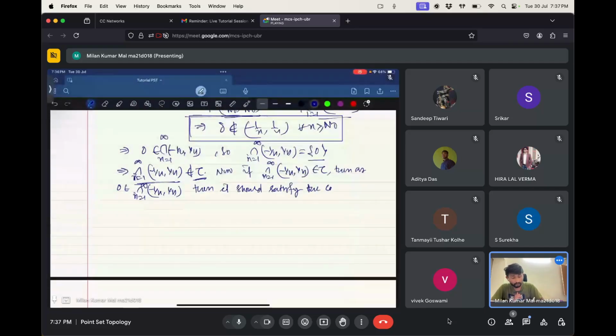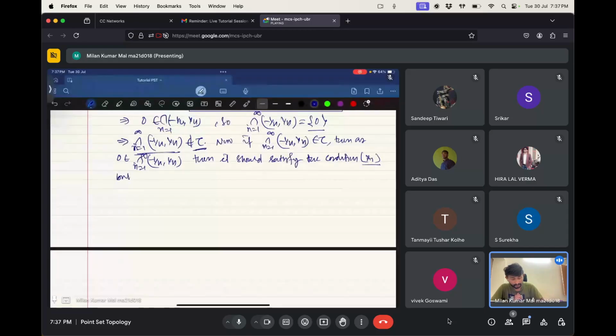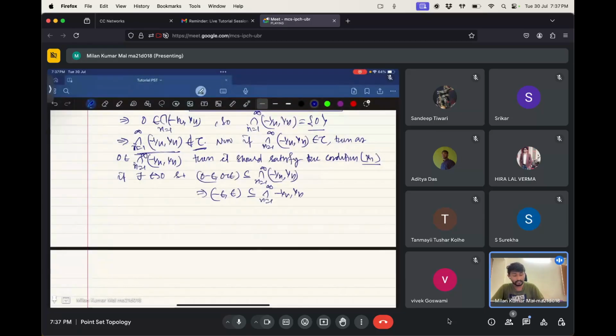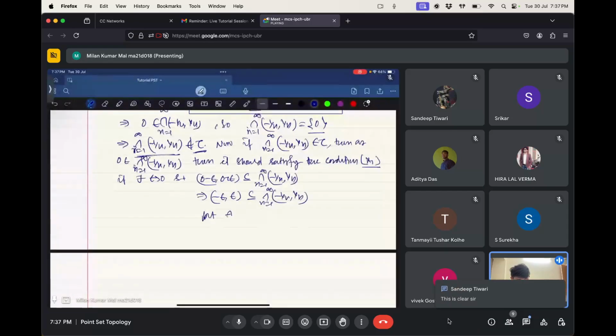But if it satisfies the star condition, there exists an epsilon positive such that 0 minus epsilon, 0 plus epsilon is contained in the intersection of n equals 1 to infinity of minus 1 by n comma 1 by n. That implies that minus epsilon comma epsilon should be a subset of it, but that can't happen. I already proved this; it is the same reason why it does not contain any other element except 0. A few minutes ago I proved that the intersection of minus 1 by n comma 1 by n does not contain any other element except 0.